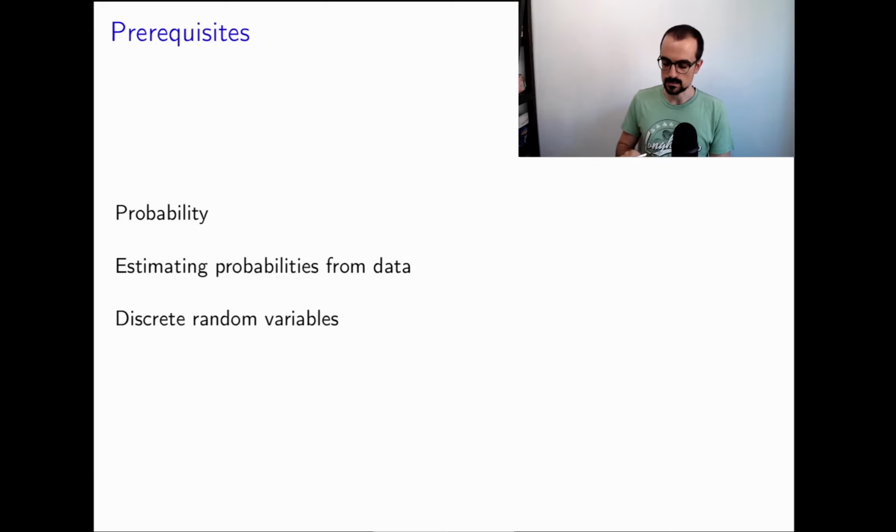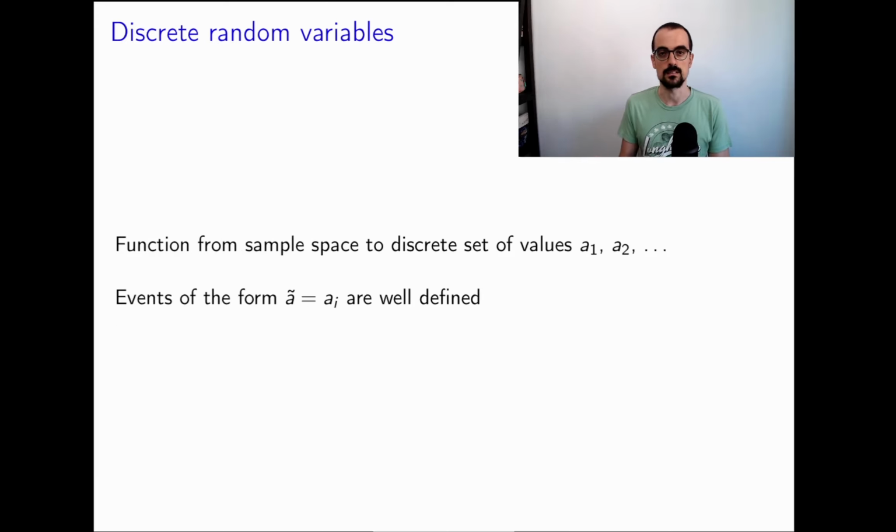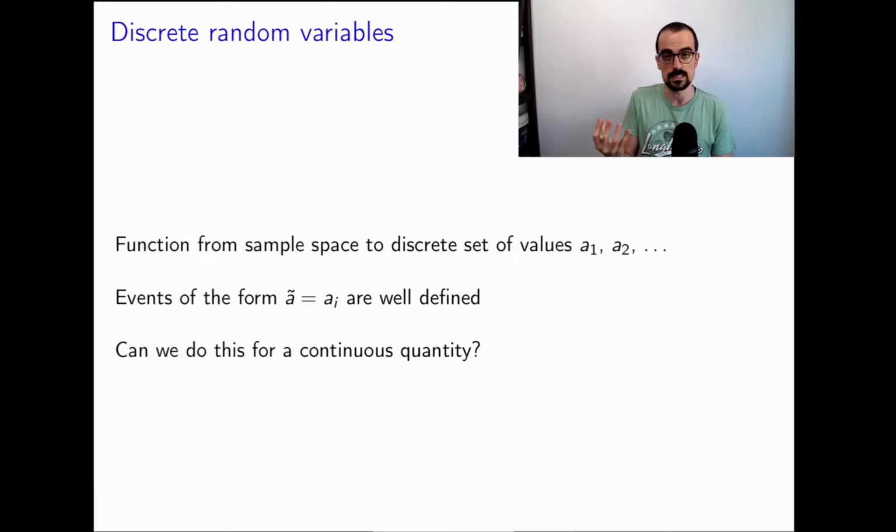And in fact, let's start by reminding ourselves how we defined discrete random variables. We defined discrete random variables as functions from a sample space to a discrete set of possible values. And what we wanted is for the events that the discrete random variable was equal to each of these possible values, those events should be well defined and should have a certain probability assigned to them. Now, what we want to consider is whether we can do the same thing for continuous quantities.